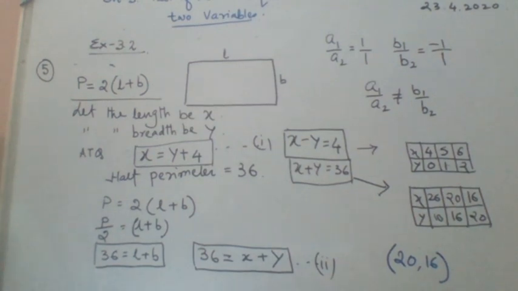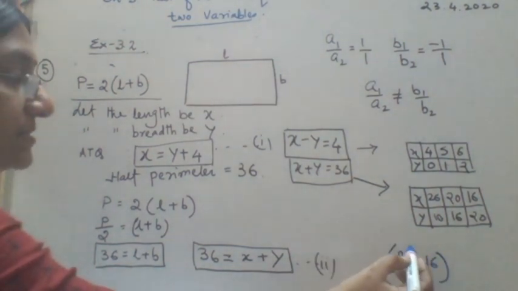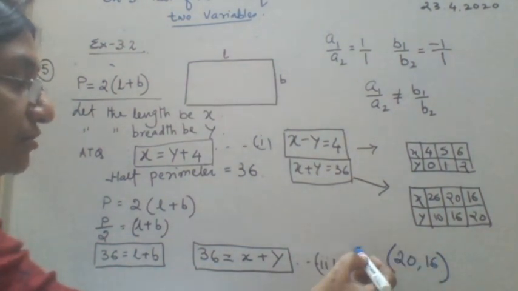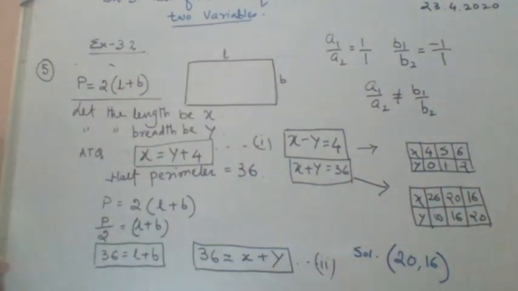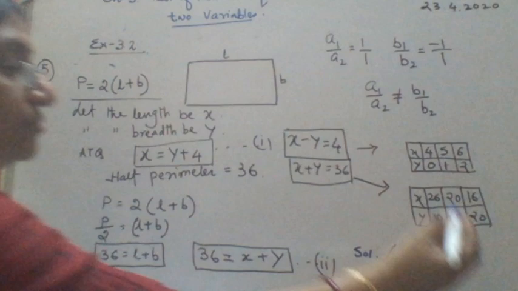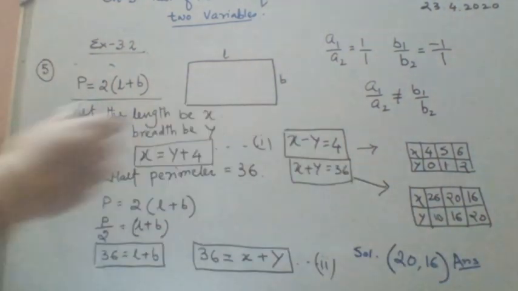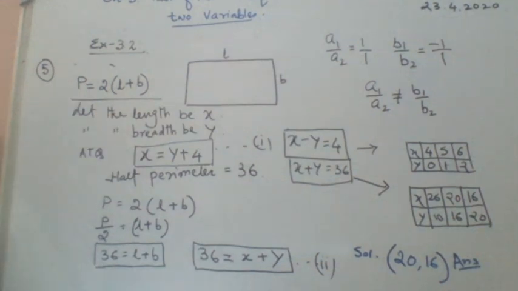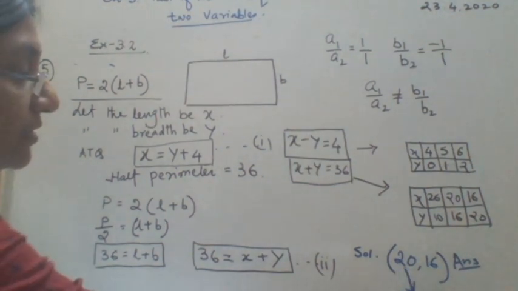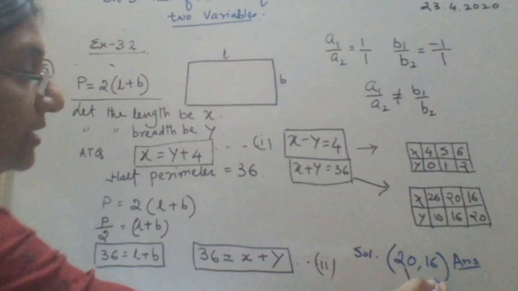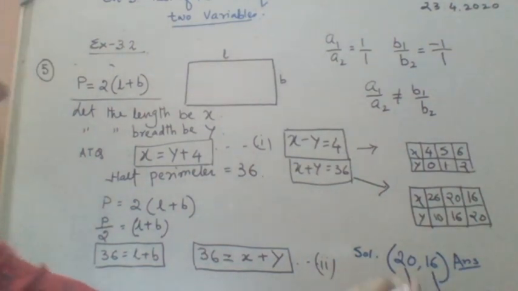Okay, so this is the solution, 20 comma 16. This is the solution you have obtained. The intersecting point was 20 comma 16. If you simply write the answer as 20 comma 16, that does not fulfill the purpose. We need to mention what is exactly asked in the question. The question is what is the length and breadth. So this is your x coordinate and this is your y coordinate. What is x? x is your length.